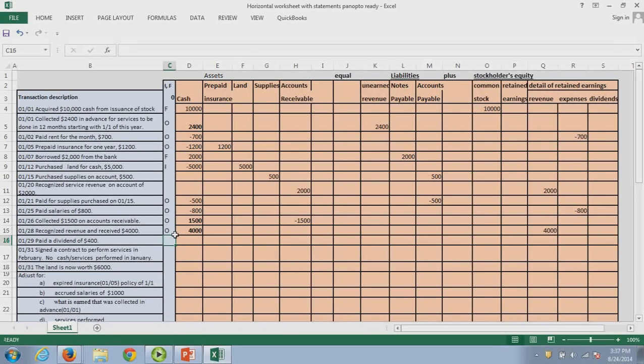Then we paid a dividend of $400. So we have to have sufficient profit, sufficient cash to do this to reward the owners. So cash leaves the business, and we actually have a dividend column under retained earnings. So it is a retained earnings account. It is possible to just put it directly and reduce retained earnings.